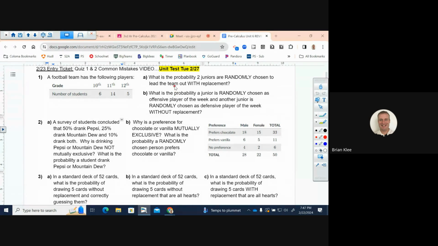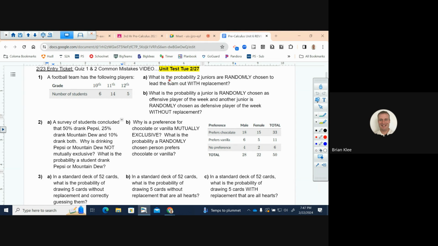All right, the learning target this unit has been probabilities and the concepts of combinations versus permutations, which is what quizzes 1 and 2 covered. The unit test is coming up shortly. Please use this to help make sure you're fully prepared for it.